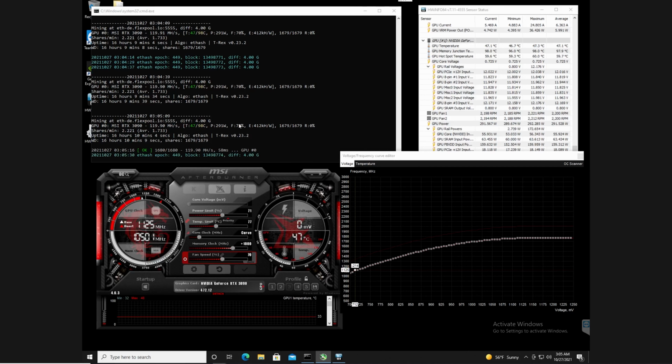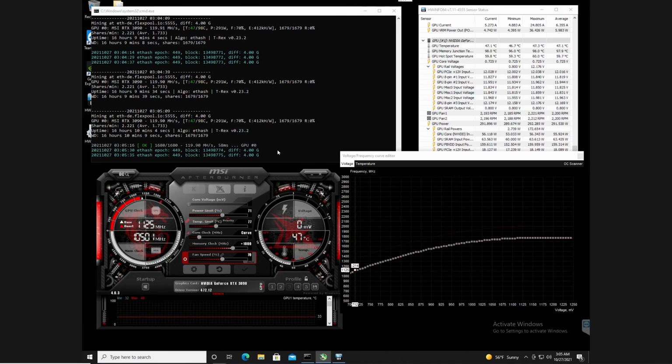So this is able to give us these settings over here, and this is the most efficient that I could get my card to work.